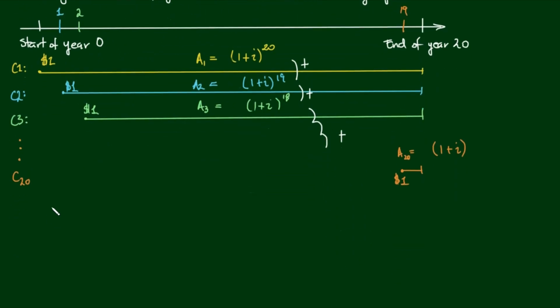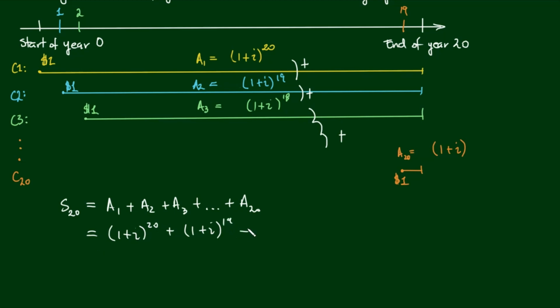So let's write this as S sub 20, the amount accumulated in this pension fund at the end of 20 years. It will be A1 plus A2 plus A3 plus so on and so forth until A20. And we can write this out as (1 plus I) to the power of 20 plus (1 plus I) to the power of 19 plus (1 plus I) to the power of 18 plus dot dot dot plus (1 plus I). And now for convenience, I'm going to write this expression in reverse.